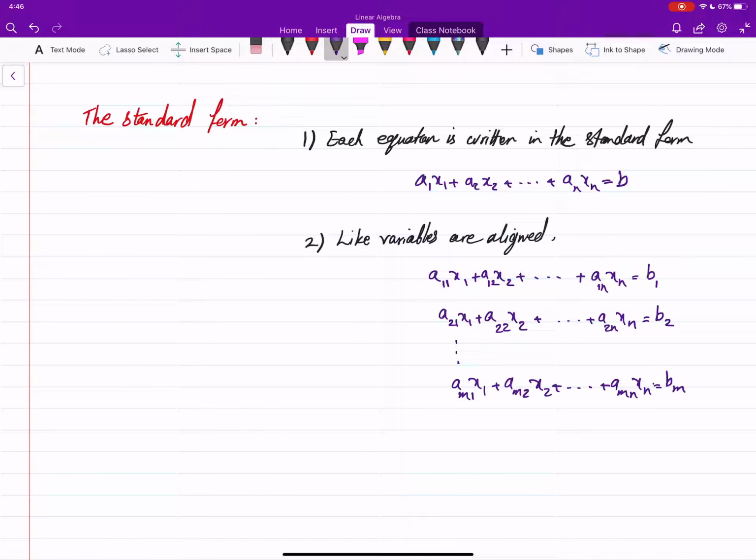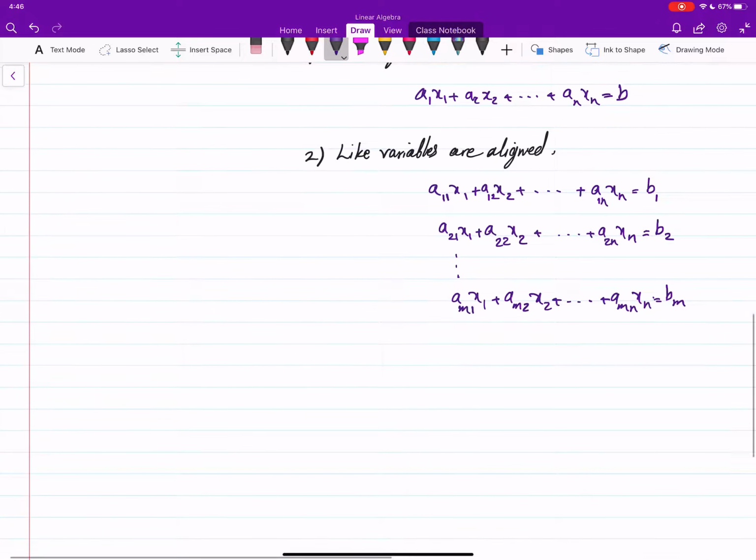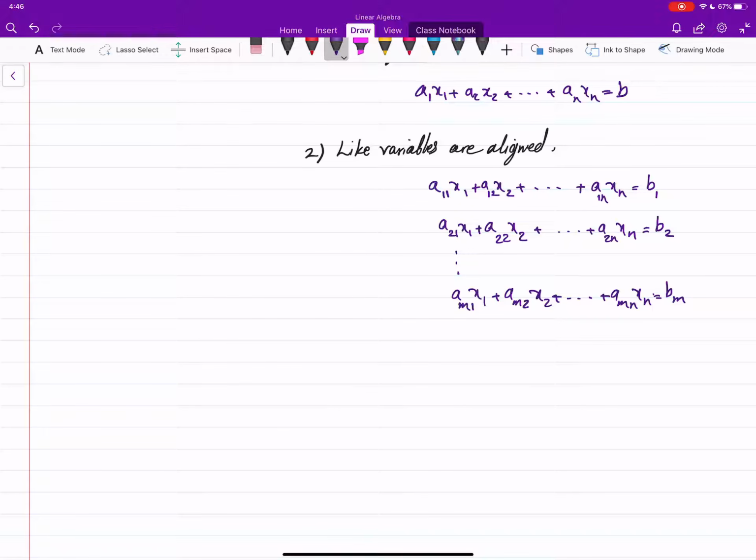And why do we write this in this form? Because this is what we can use to turn this system into something called an augmented matrix of an SLE. SLE is short for systems of linear equations.